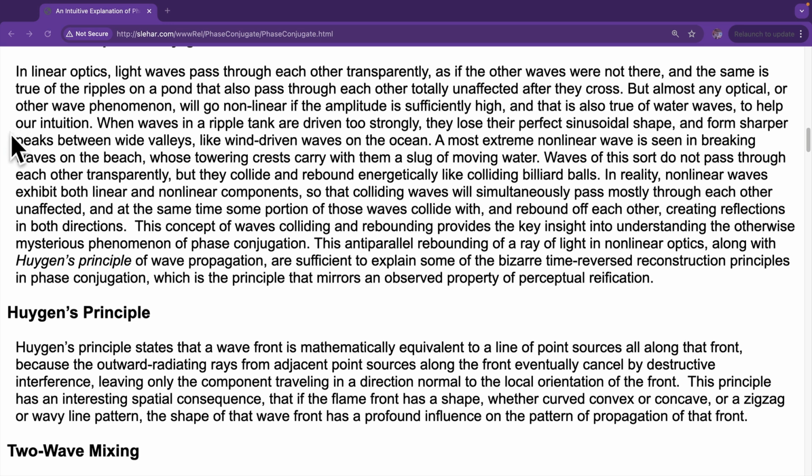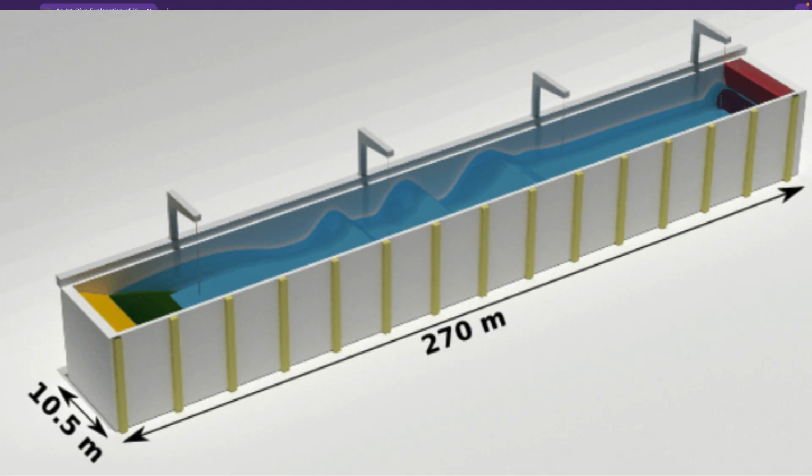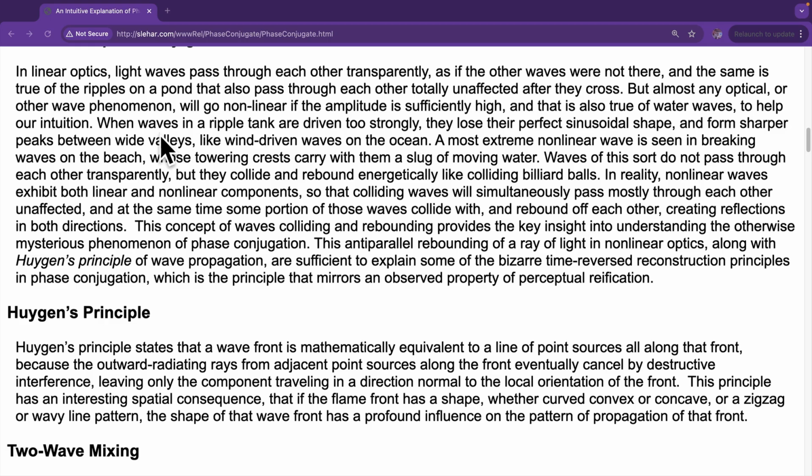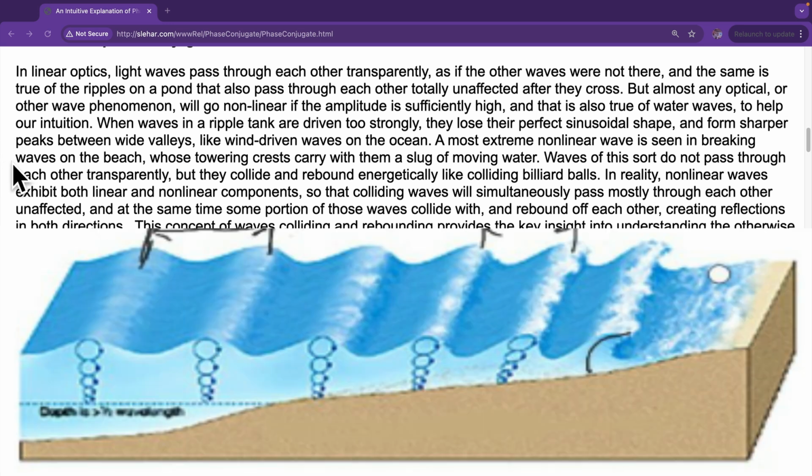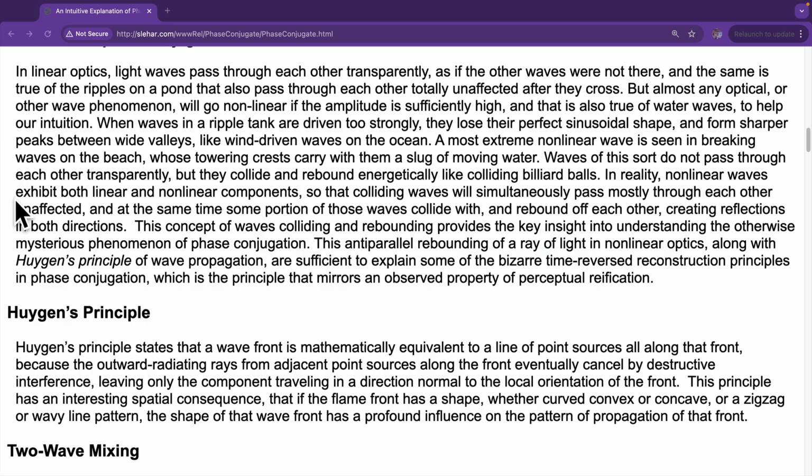When waves in a ripple tank are driven too strongly, they lose their perfect sinusoidal shape and form sharper peaks between wide valleys, like the wind-driven waves on the ocean. A most extreme form of nonlinear wave is seen in breaking waves on the beach, whose towering crests carry with them a slug of moving water. Waves of this sort do not pass through each other transparently, but they collide and rebound energetically like colliding billiard balls.